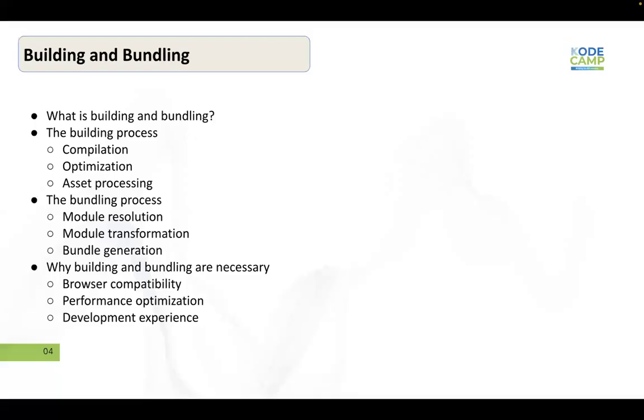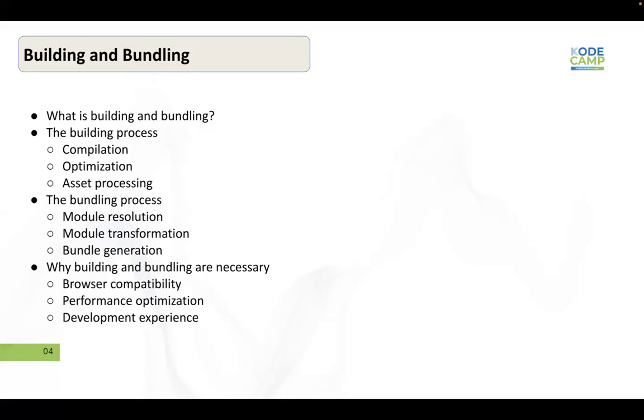We'll first of all look at the building process. Under the building process, we have compilation, optimization, and asset processing. For compilation, we'll first of all compile TypeScript to JavaScript, so we'll convert TypeScript code to JavaScript. And under compilation, after converting TypeScript to JavaScript, we have syntax transformation.